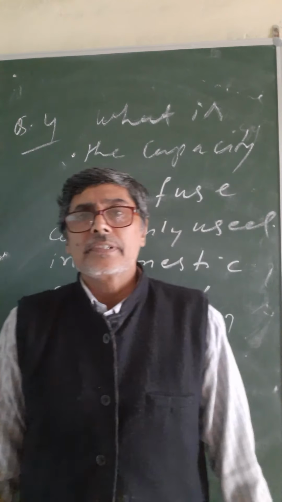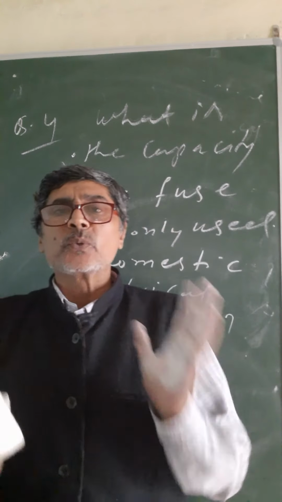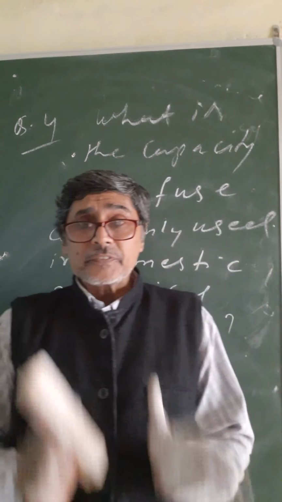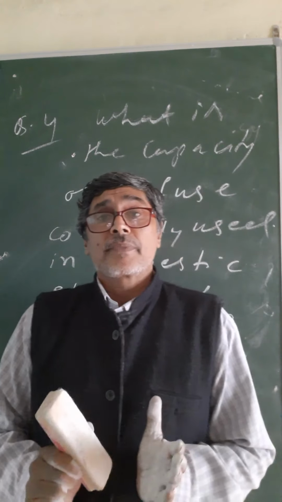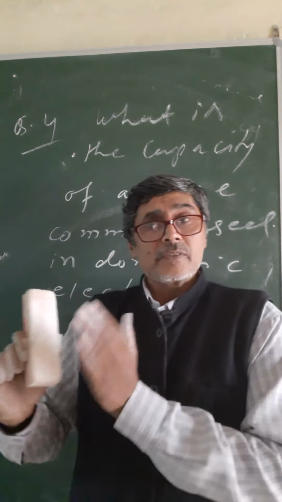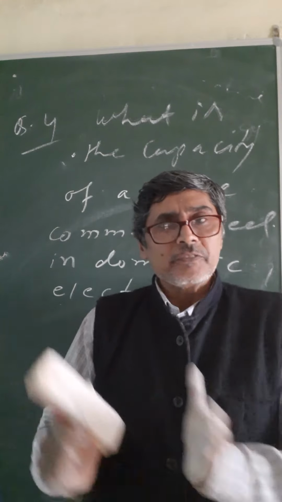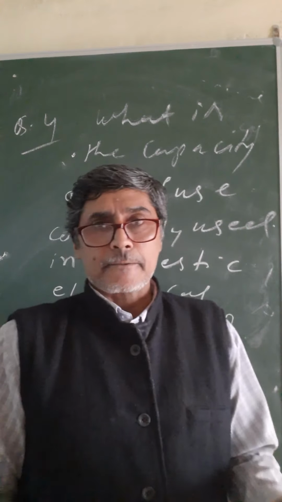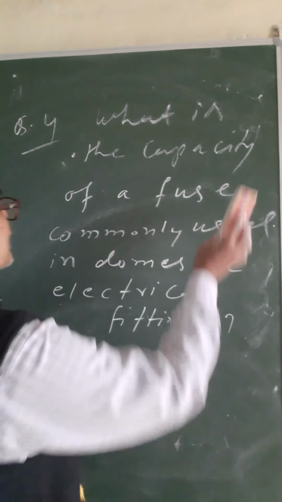So we are using electric fuses in domestic circuits. They are generally of two types: one is the 5 ampere fuse and the other is the 15 ampere fuse. The 5 ampere fuse is used in circuits where less power is consumed, and the 15 ampere fuse is used in circuits where large power is consumed. So generally 5 ampere and 15 ampere fuses are used in domestic circuits. So the answer is 5 ampere and 15 ampere fuse.